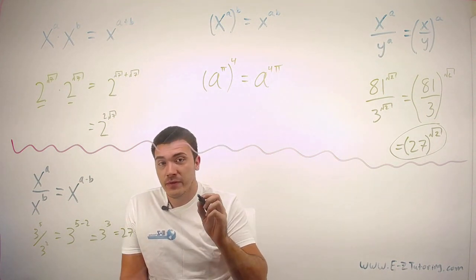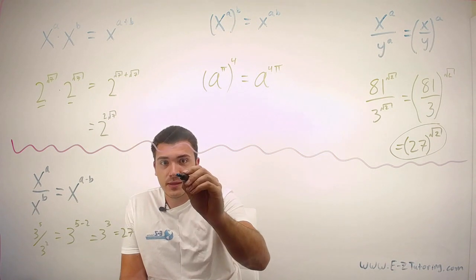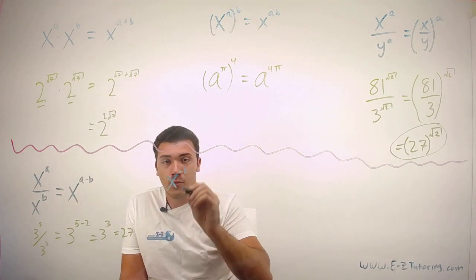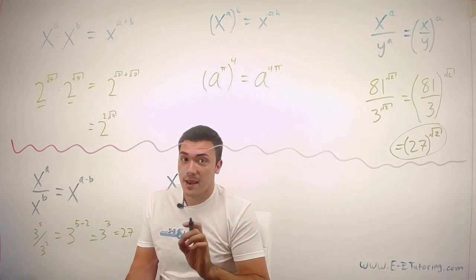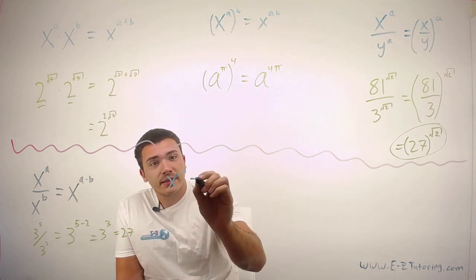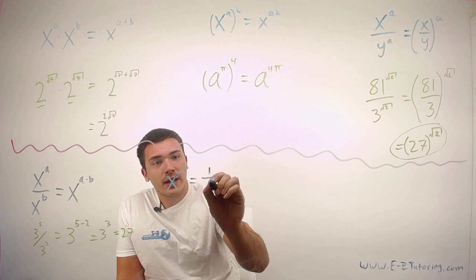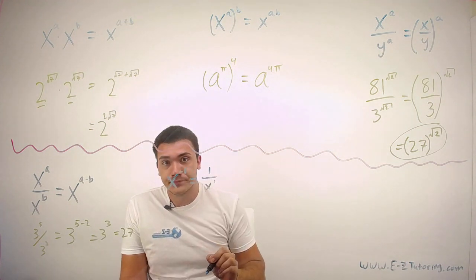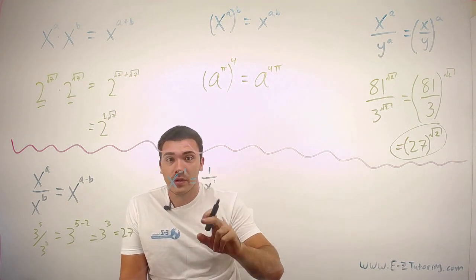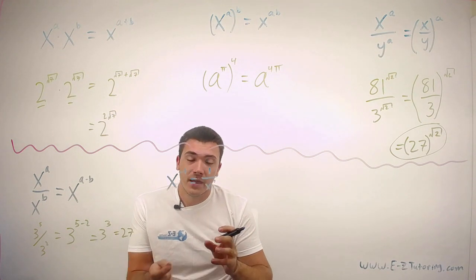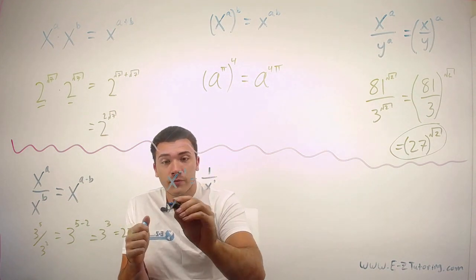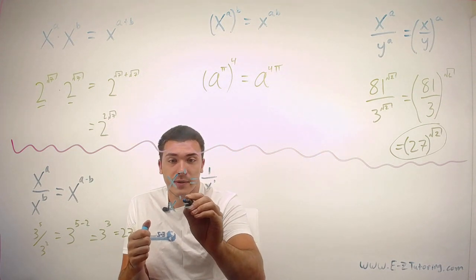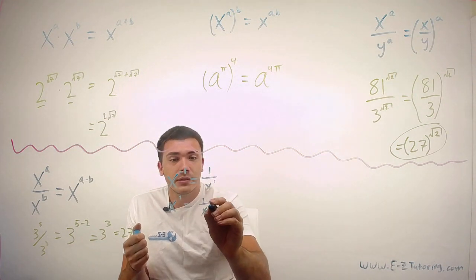Let's say we have a negative exponent. So let's say we have x to the negative 1. This rule is very important and it comes up a lot in math. This is equal to 1 over x to the positive 1. Whenever you flip a negative exponent, it goes from negative to positive, or it goes from positive to negative.